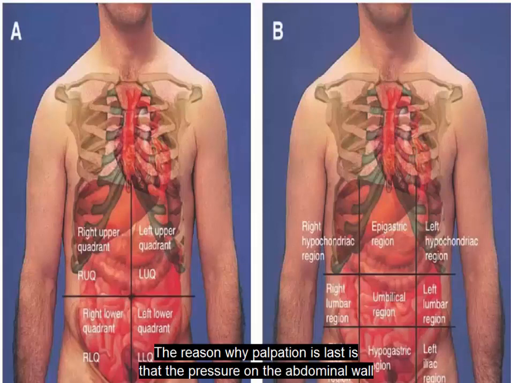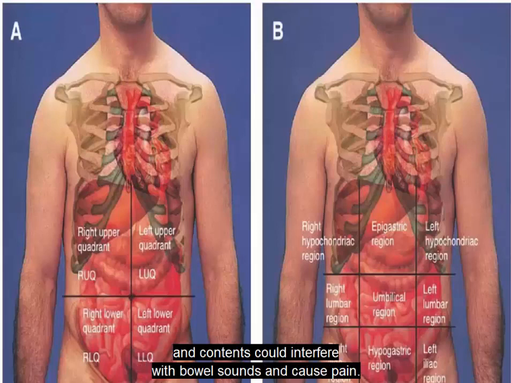The reason why palpation is last is that the pressure on the abdominal wall and contents could interfere with bowel sounds and cause pain. A painful area on the abdomen should be assessed last.